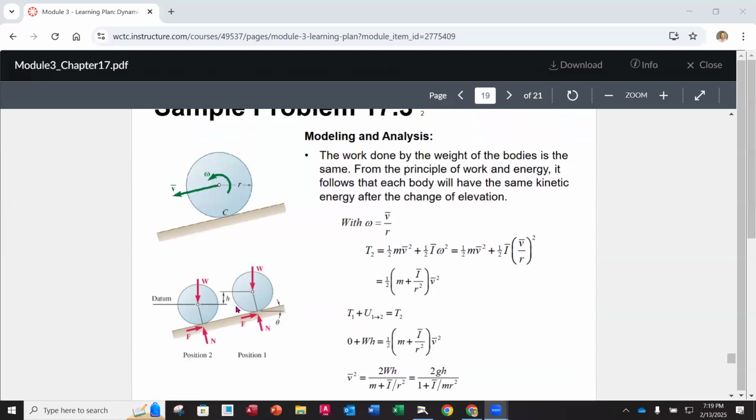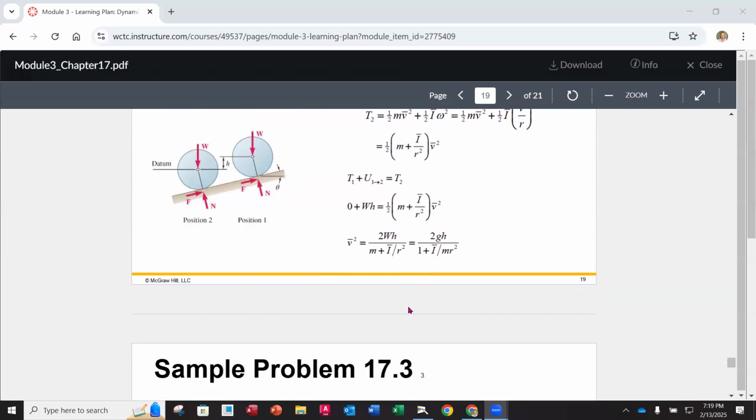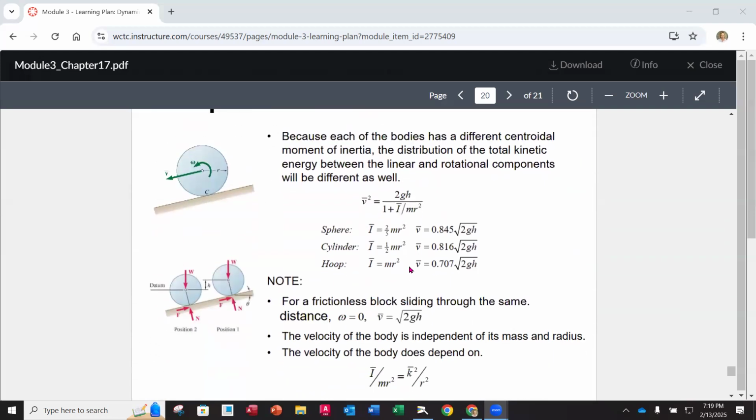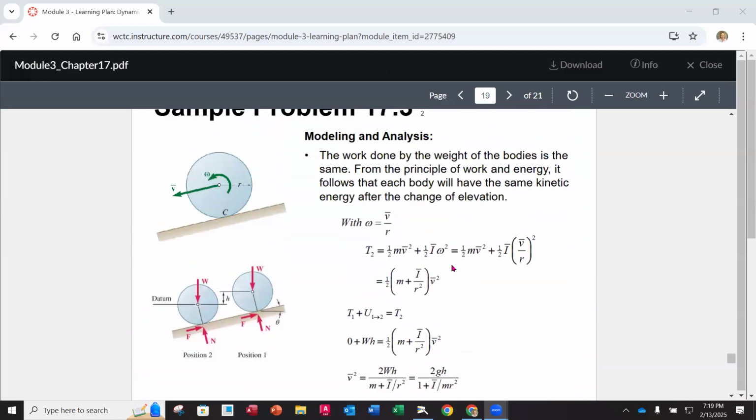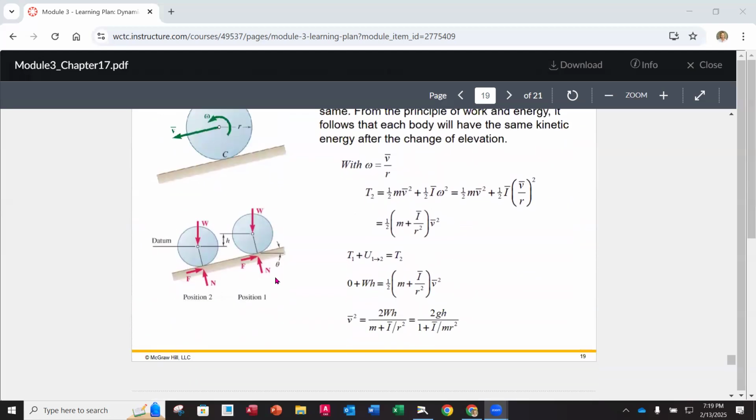Now, I'm going to show you in the end. We want to know what that final velocity is in terms of the height that it passes through. And that's this distance right here, this vertical height. So this is what we want to get to. And we're going to start with this illustration right here.